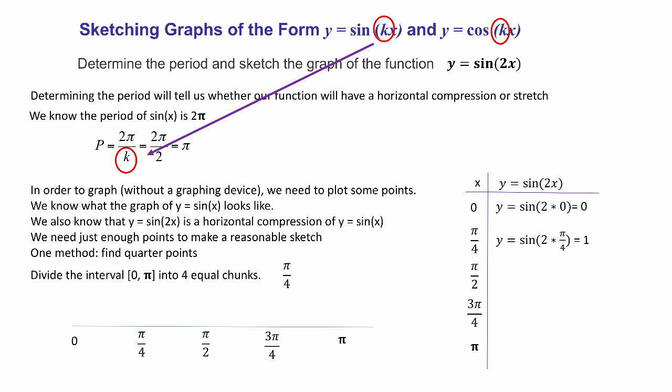We go on to the next one. Y is equal to the sine of 2 times pi over 4, and 2 times pi over 4 is pi over 2. So the sine of pi over 2 is 1. And do this for the rest of the points. Now we have our x values with our corresponding y values, and all we have to do now is plot those onto our graph.